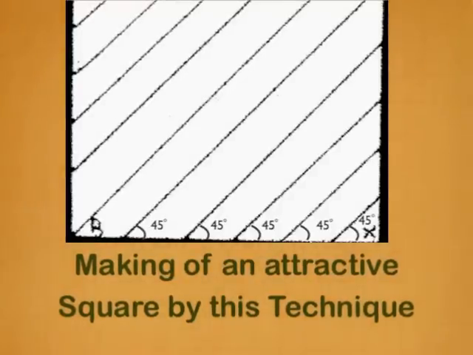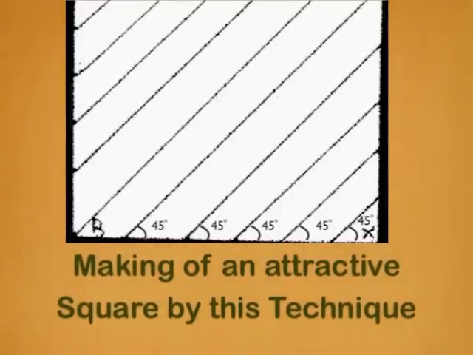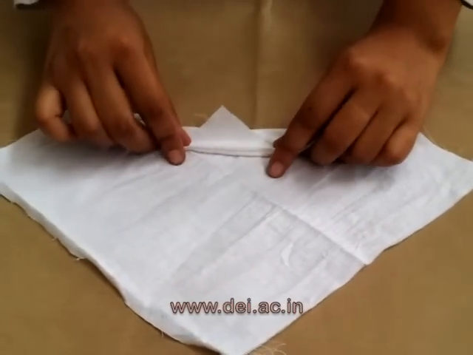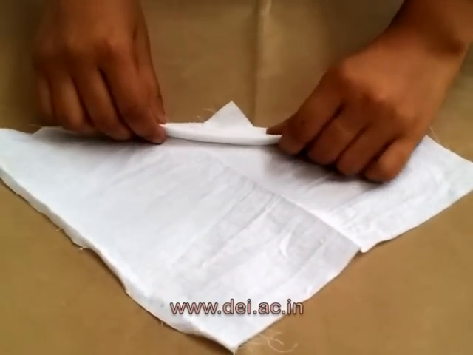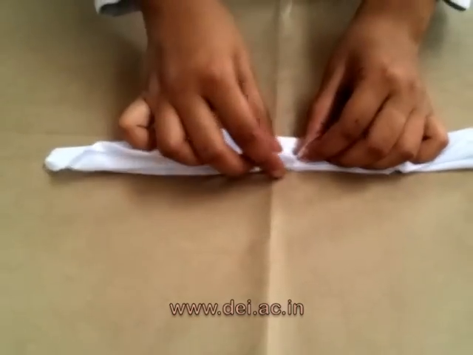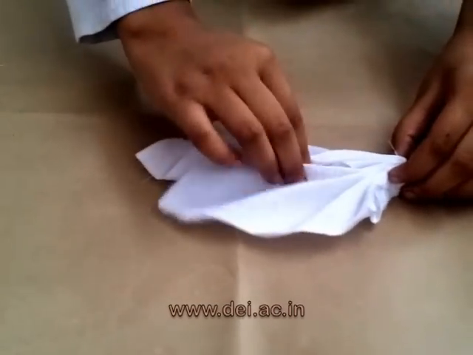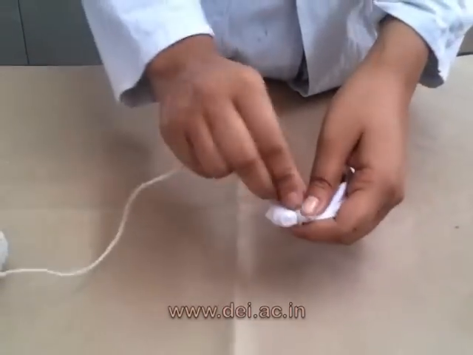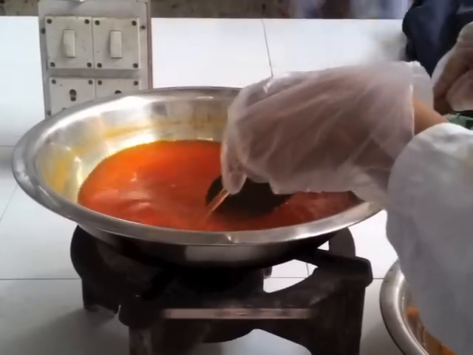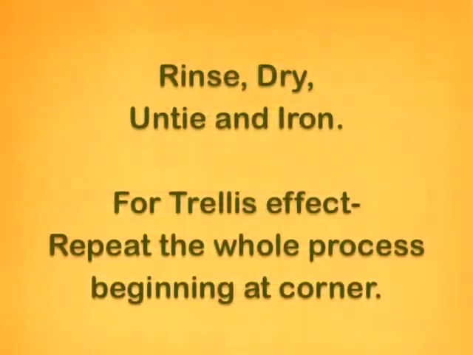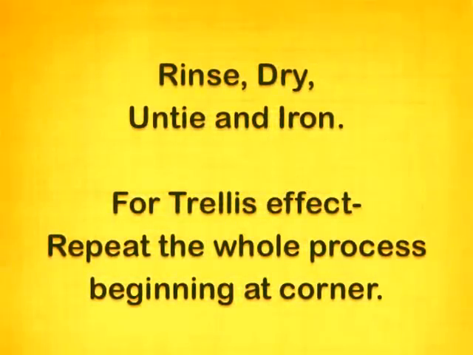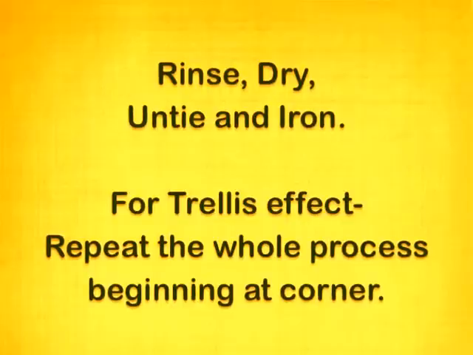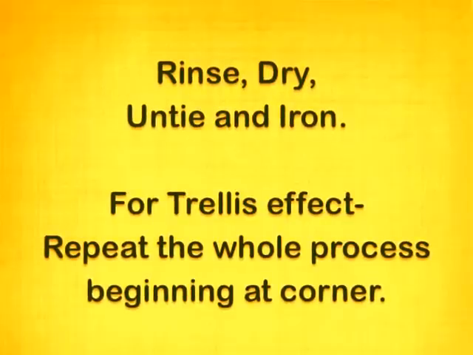Rule the lines at an angle of 45 degrees from the corner X. Crease, fold into pleats. Fold the pleated sample in half to bind. Leave the fold unbound. Dye as required. Rinse, dry, untie and iron. If a trellis effect is desired, repeat the whole process beginning at the corner.